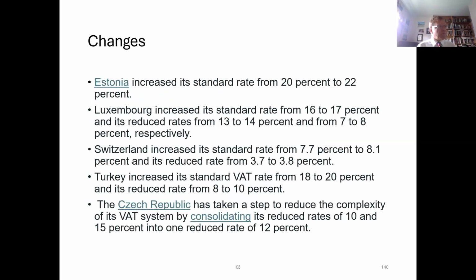And there have been a number of changes. What you'll notice is that Switzerland is not in the EU, nor is Turkey, but you notice that Estonia and Luxembourg have increased their rates, as has Finland, and the Czech Republic has reduced the complexity of its VAT system by consolidating its reduced rates of 10 and 15% into one reduced rate of 12%.